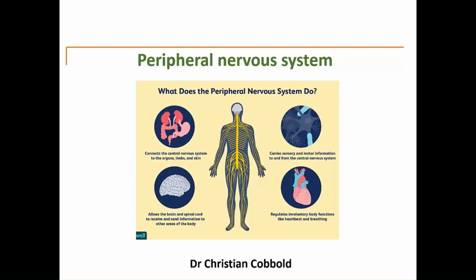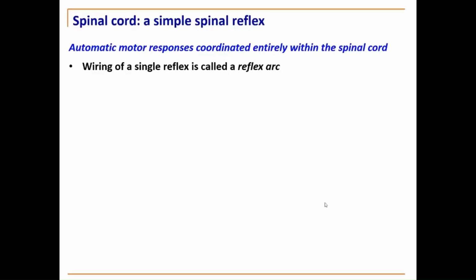We're going to cover the peripheral nervous system. So if we're looking at a simple spinal reflex, and we've looked at this in a previous session, a spinal reflex is an automatic motor response coordinated entirely within the spinal cord. So there's no conscious awareness of this reflex going on, or no inhibition of it, so to speak. And the wiring of a single reflex is called a reflex arc.